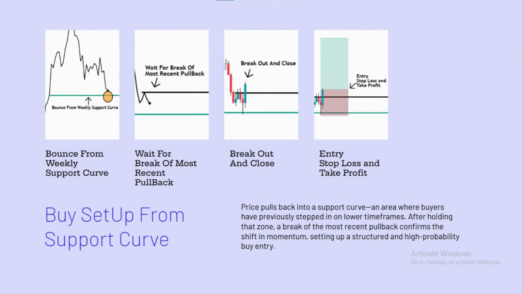Now let's separate the curve setups. Here's the buy setup from a support curve. A support curve is just a pullback on the smaller time frame that looks like a small bump on the higher one. It's not a major support zone, but price still respects it and bounces off.